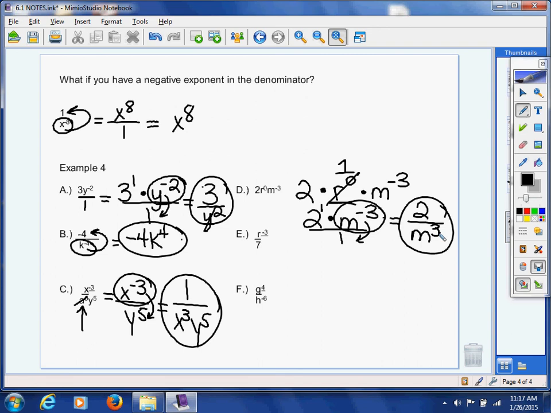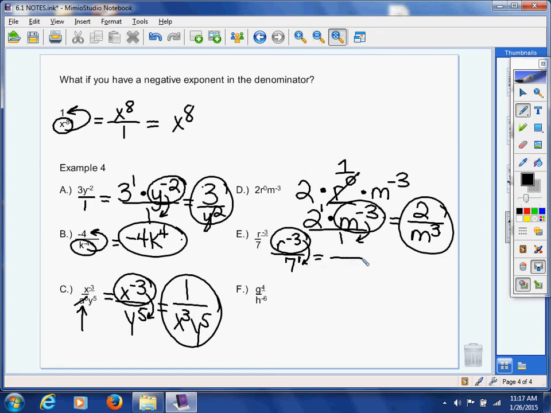All right, let's look at letter E. Letter E is really, I hope, very easy to see. It's r to the negative 3 divided by 7. Now 7 has an understood 1 exponent on it. Don't move the 7. Don't even think about moving the 7. It already has a positive exponent. There's no reason to move it. The only thing you need to move is that r to the negative 3. And we need to pop it down into the cellar with 7 to the first power.